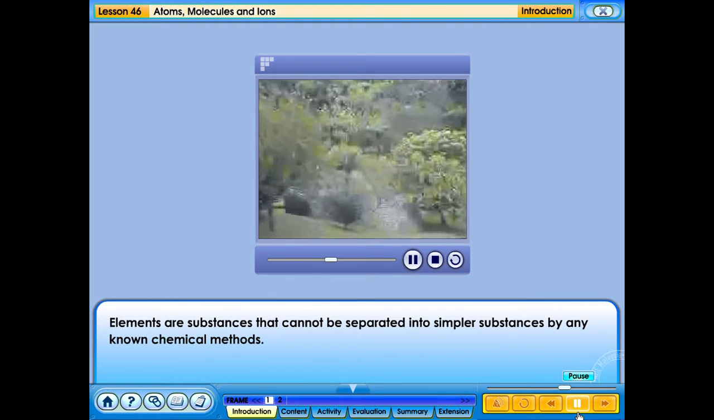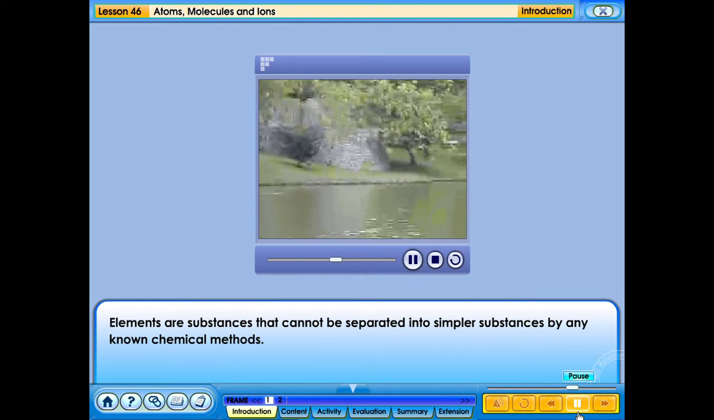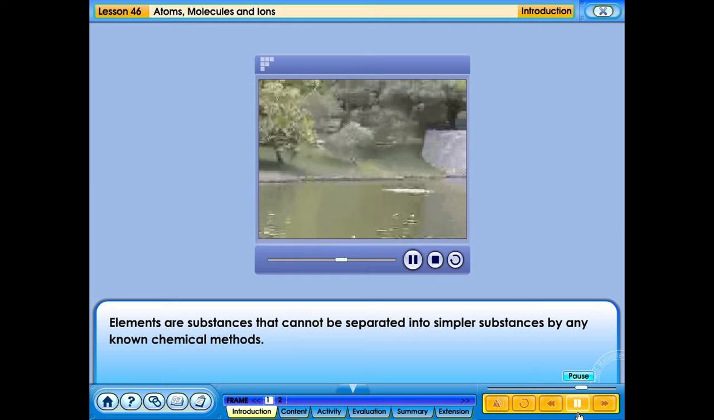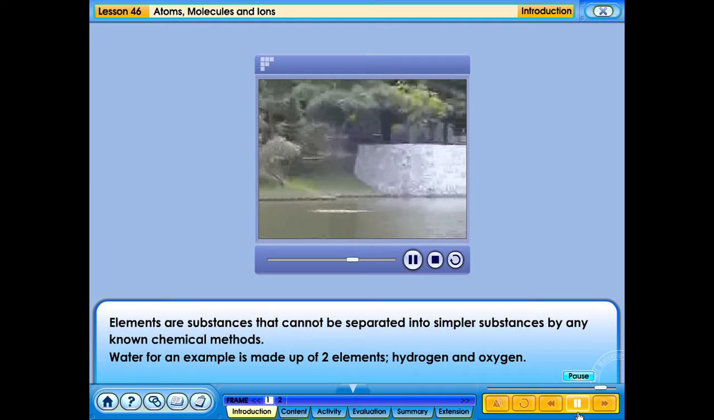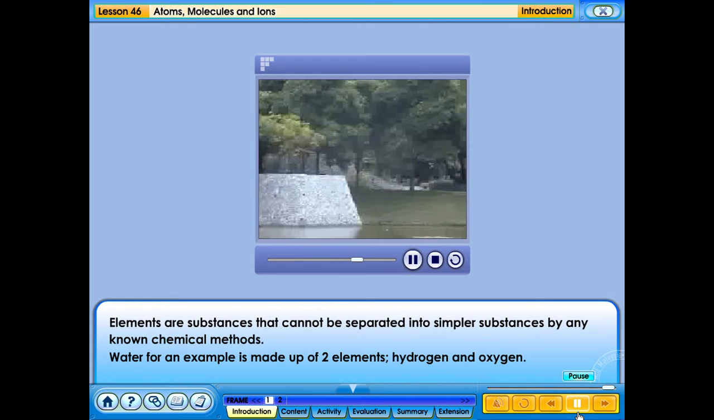Elements are substances that cannot be separated into simpler substances by any known chemical methods. Water, for example, is made up of two elements, hydrogen and oxygen.